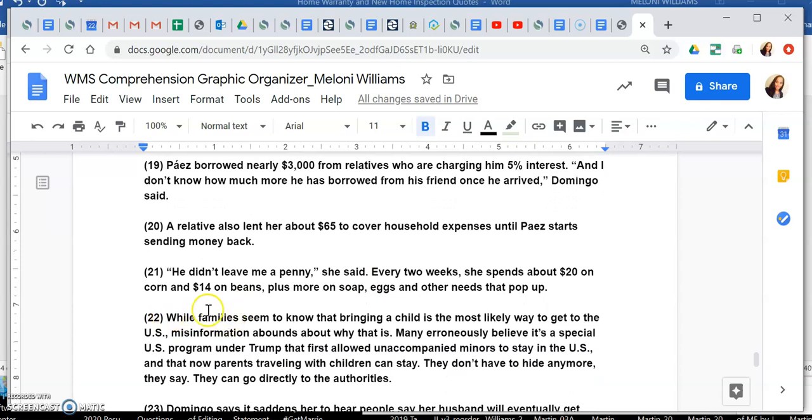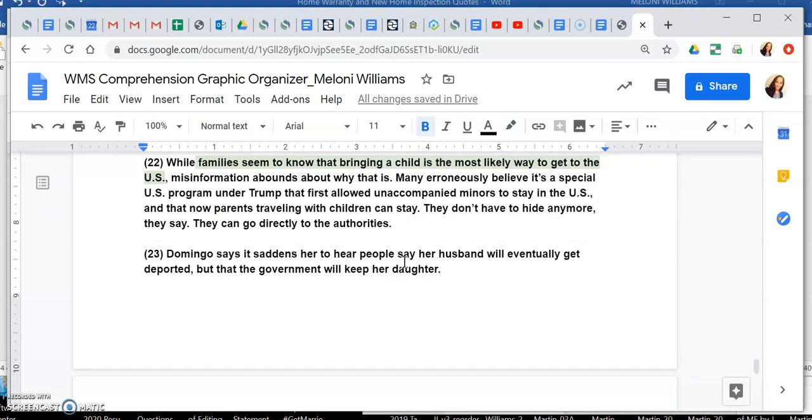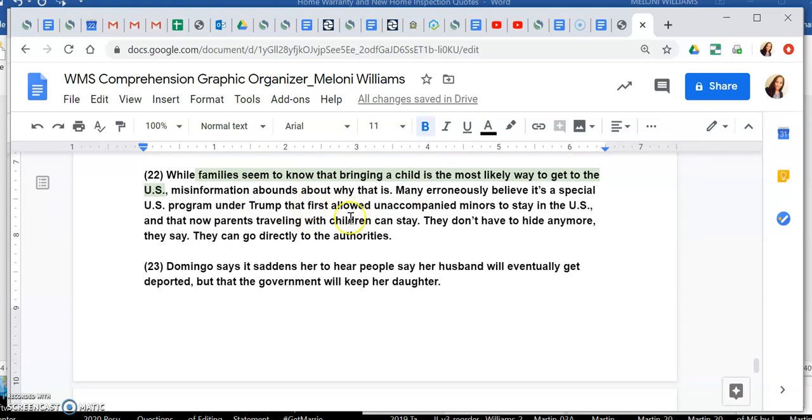It says, families seem to know that bringing a child is the most likely the way to get into the United States. So he brought his daughter Olga with hopes that he would be let into the U.S. because he had a child. It says that they hear news that if you travel with children, you're allowed to stay. So here it says a program. It's a special, they believe, right? But that's not true. This word right here says it's erroneously. So it's not actually true, but the people traveling don't know that.